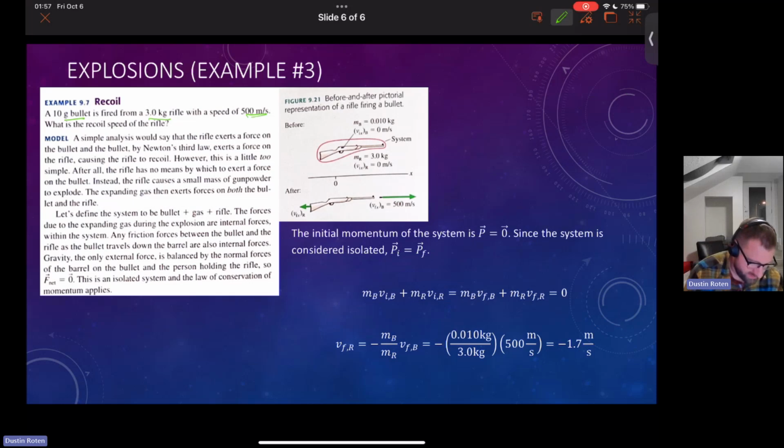So let's see what this says here in the model section. A simple analysis would say that the rifle exerts a force on the bullet, and the bullet by Newton's third law exerts a force on the rifle, causing the rifle to recoil. However, this is a little too simple. After all, the rifle has no means by which to exert a force on the bullet. Well, that's interesting. Instead, the rifle causes a small mass of gunpowder to explode. The expanding gas then exerts forces on both the bullet and the rifle.